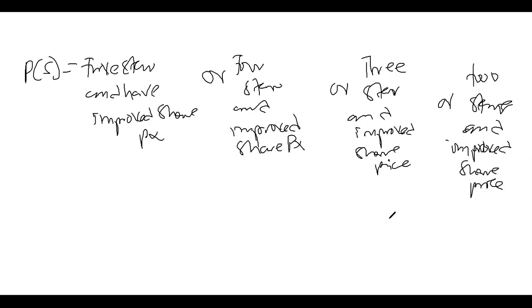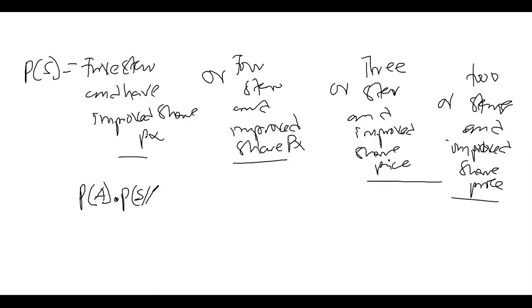Okay, the question says Mr. Boateng wants to invest in a firm that has improved its share price. So all these are possible candidates, okay? Now, if it's a 5-star and it has improved its share price, it means that we are talking about probability that it's a 5-star, and "and" means multiplication, and it has improved its share price.